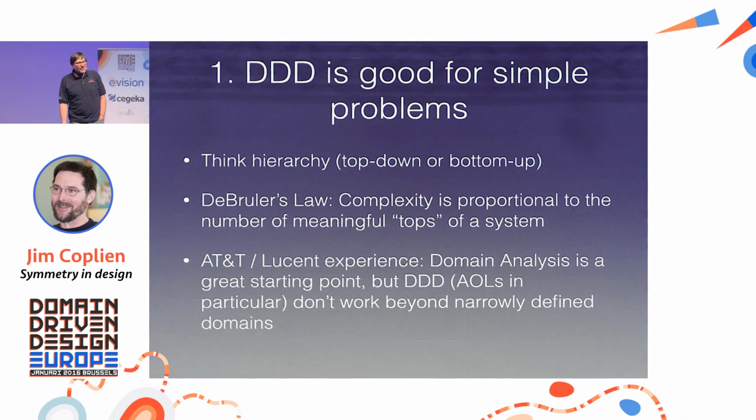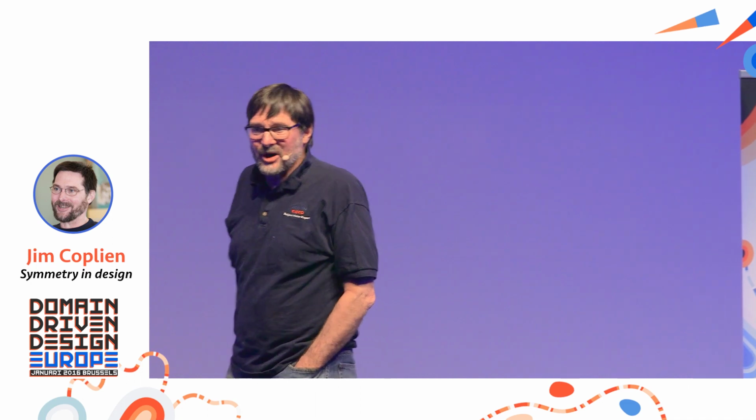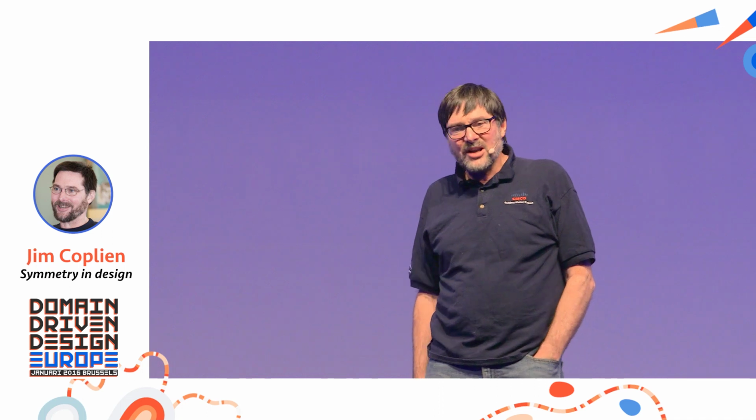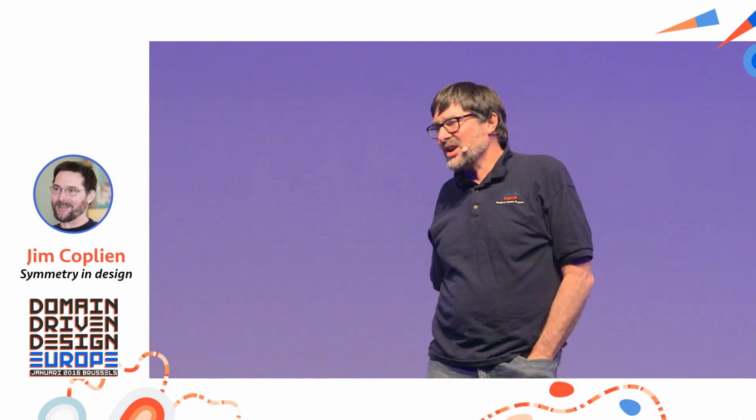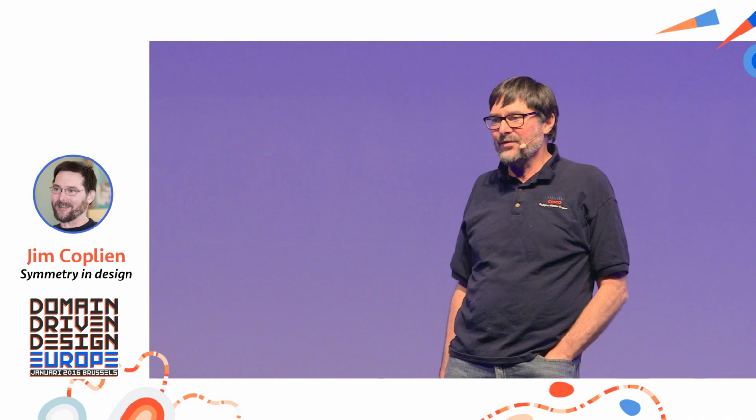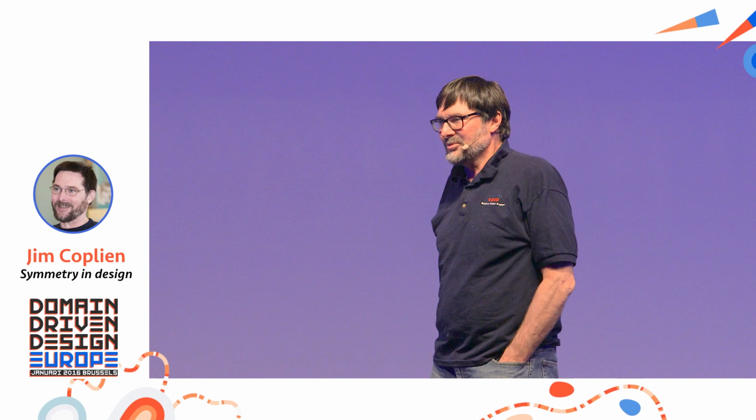So DDD is good for simple and, I think, complicated problems out of the box. Think hierarchy, either top-down or bottom-up. I don't really care. De Bruyl's law says that complexity is proportional to the number of distinct, meaningful hierarchies in a system. Now, I come from telecom, and we build switches. They're pretty complex systems. Hundreds of millions of lines of code, hundreds of processors, thousands of developers at dozens of sites, and they can have 3 seconds of downtime a year for all reasons, including the installation of new software. Pretty tough problem.